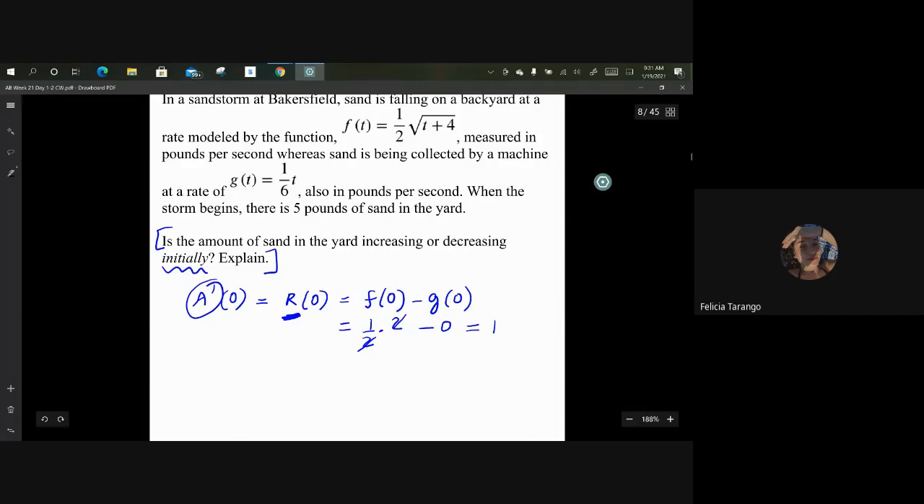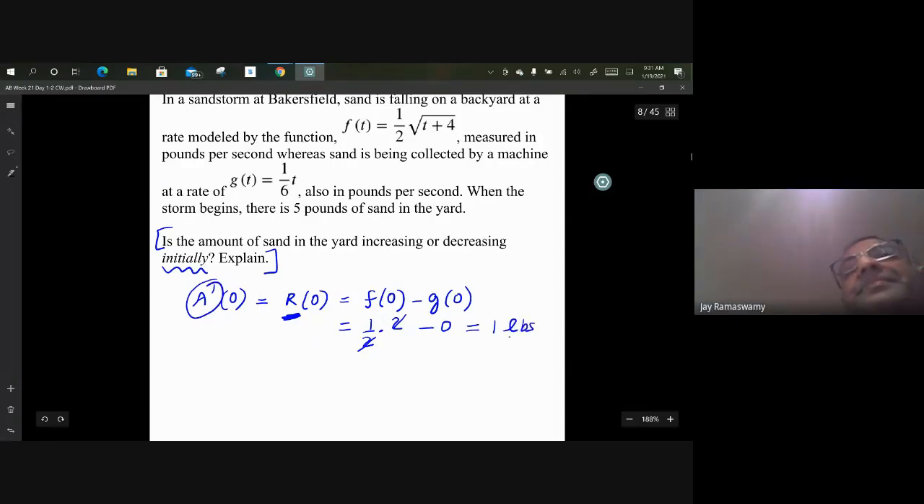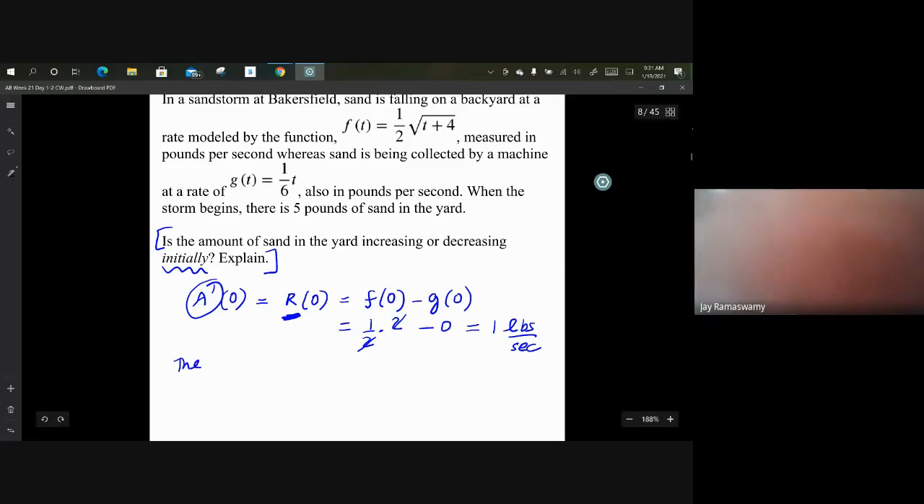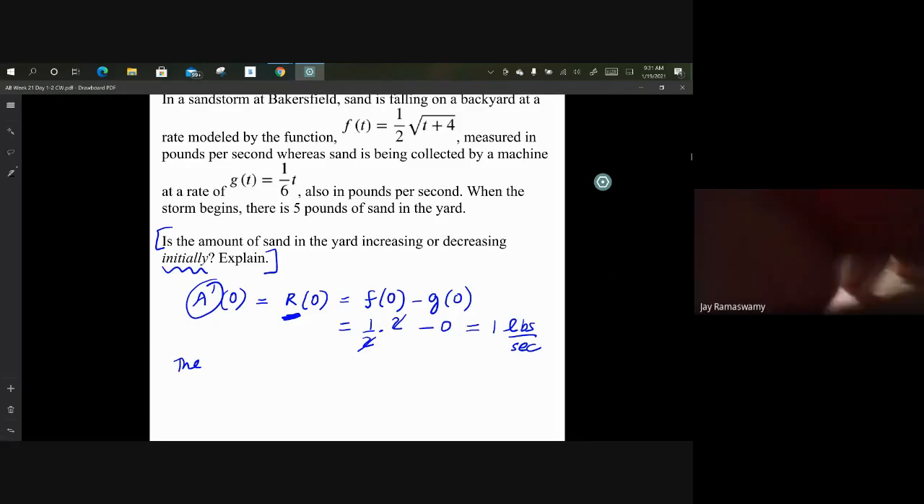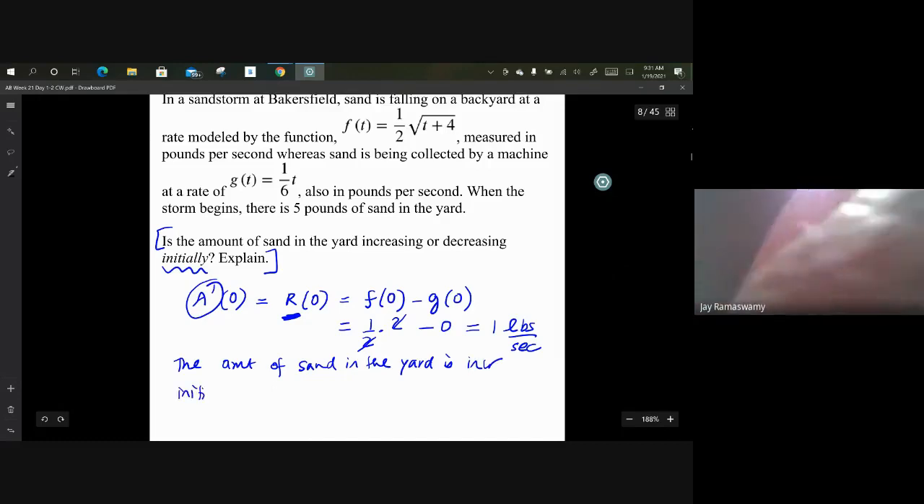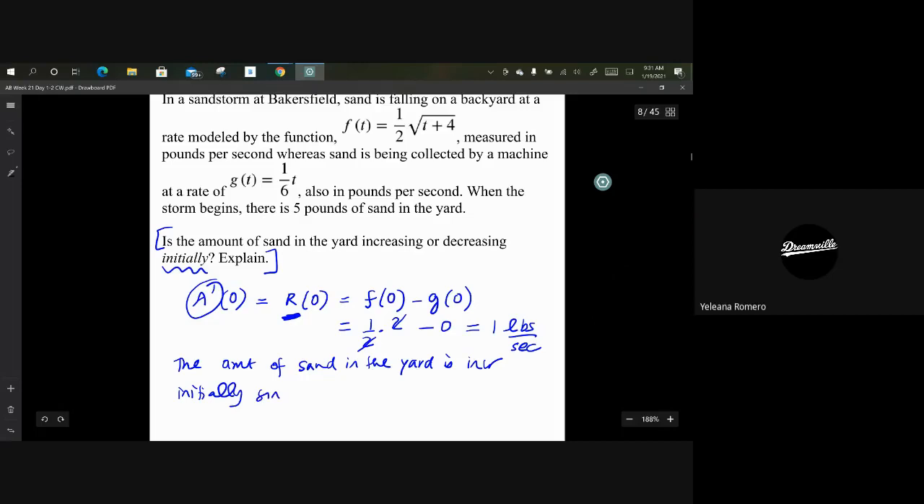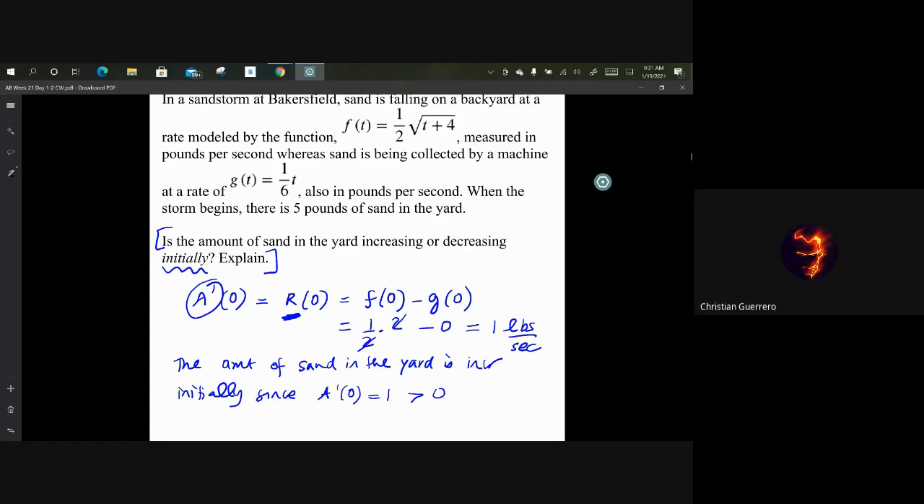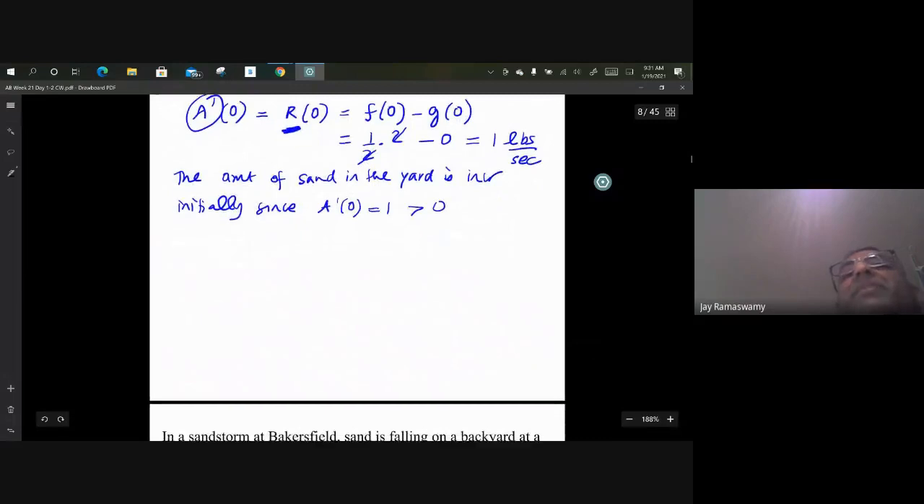Pounds per second, A dash or R. Let's write a sentence. The amount of sand, I'm just getting from the question. Guys, I never make up the sentence. I get it from the question. The amount of sand in the yard is increasing initially, since A dash of 0 is greater than 0. Correct? That's how easy that one was.